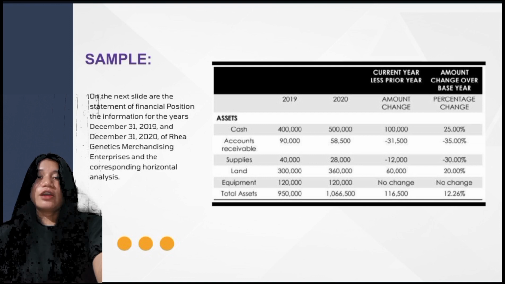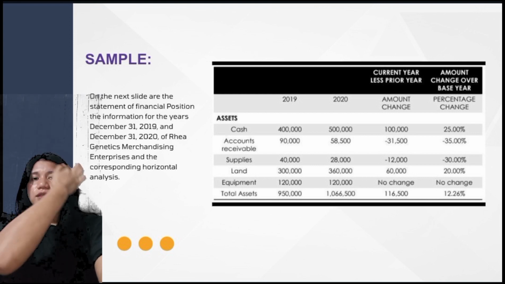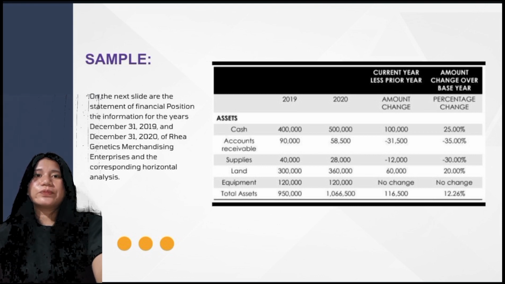In their land, they have 300,000 in 2019 and 360,000 in 2020. So they have an increase of 60,000 in the current year, and in their percentage change, they have an increase of 20%. In their equipment, they have 120,000 in 2019, and in 2020, they have 120,000. So there is no change in the amount change in the current year, and the percentage change, there is also no change.